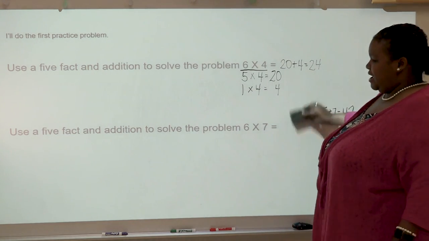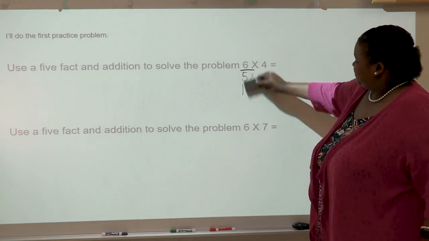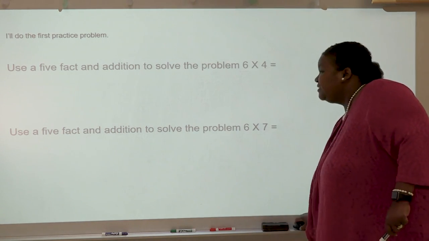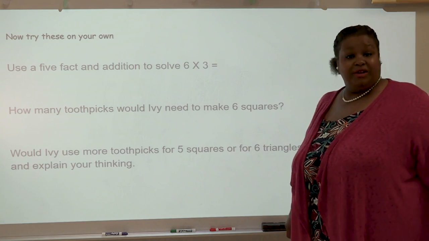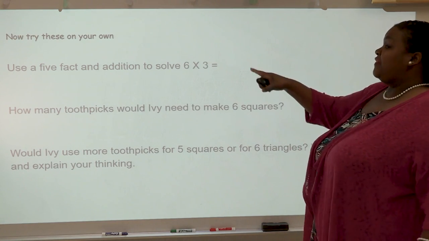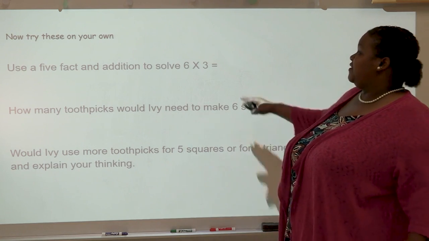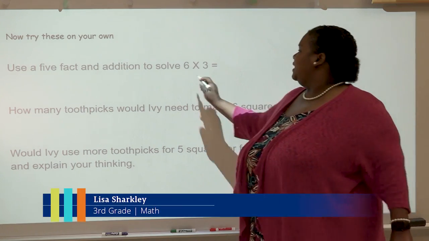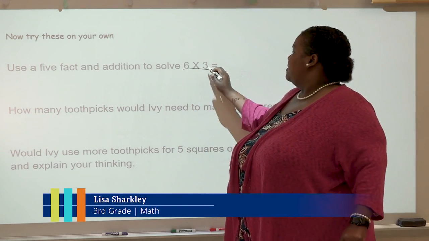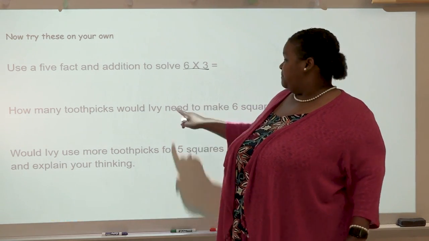We're on a roll now. Now try these on your own. Use a 5-fact and addition to solve 6 times 3. Do just like I had showed you. Draw that line underneath. Make it into the 5-fact.